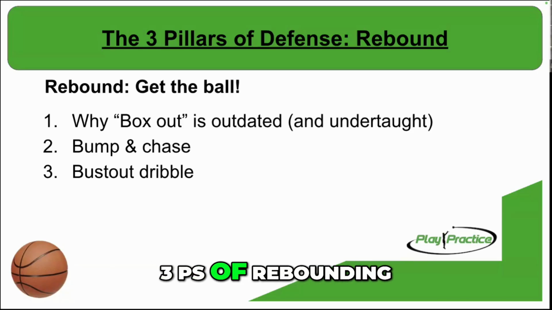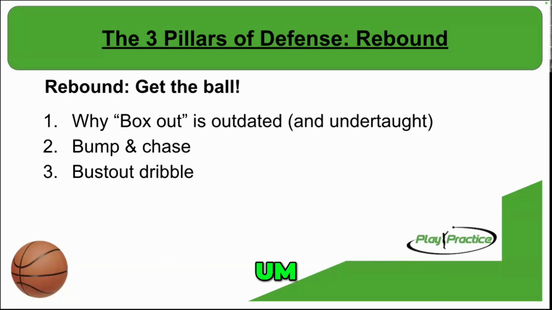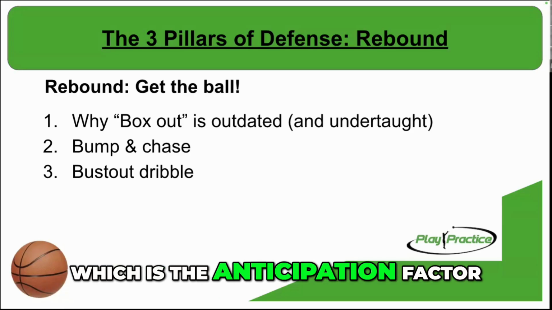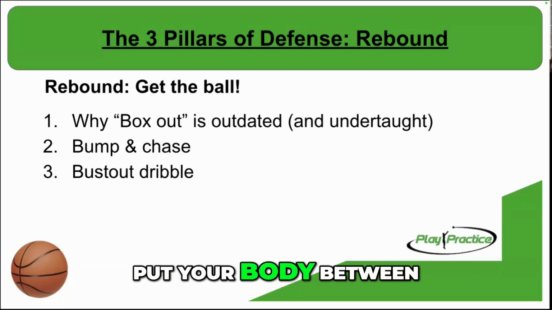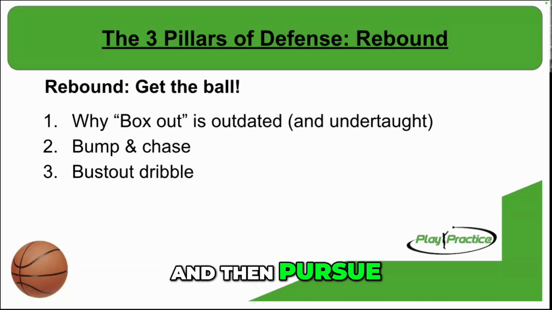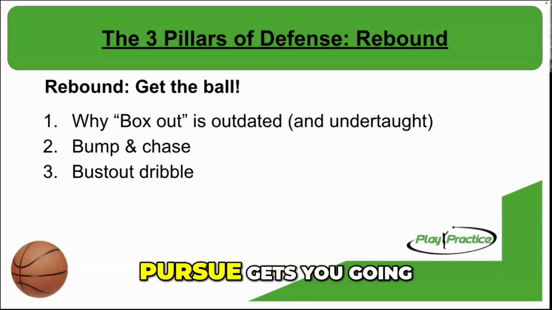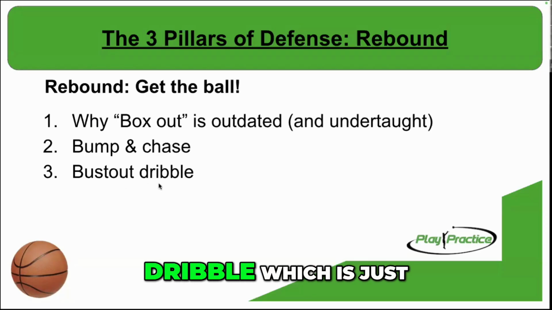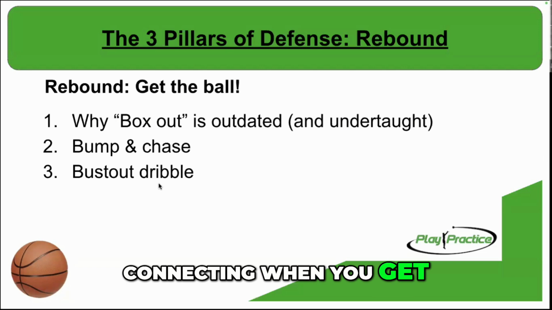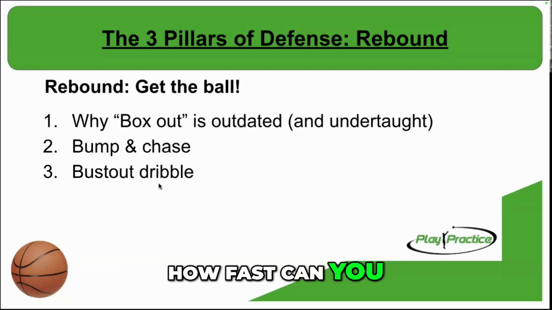I call it the three P's of rebounding, which is predict, which is the anticipation factor; position, which is just bumping long enough to put your body between them and the ball; and then pursue. So predict, position, pursue gets you going after the ball all the time. And then the last aspect I have here is a bust out dribble, which is just connecting when you get a rebound. How fast can you get it into an attack mode to go on offense?